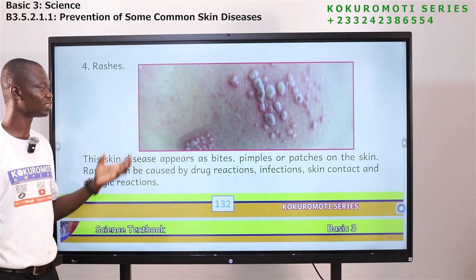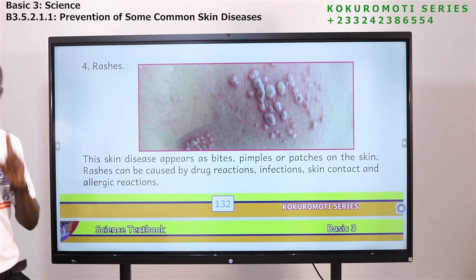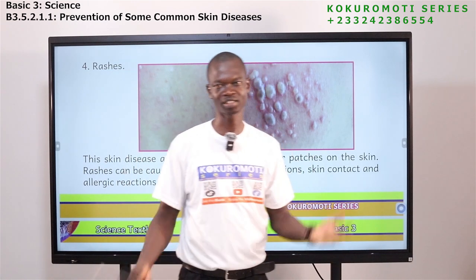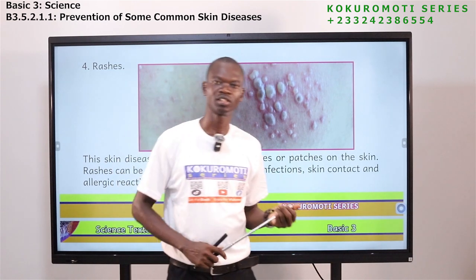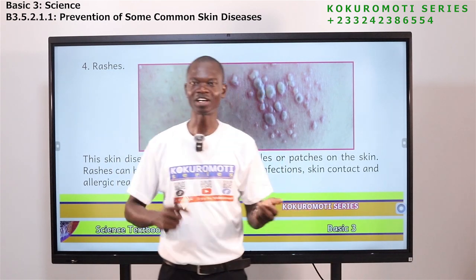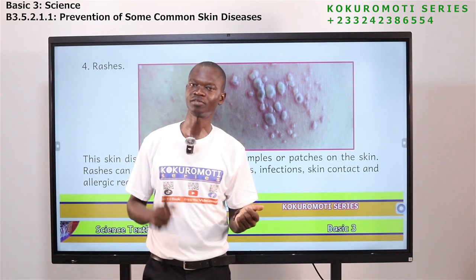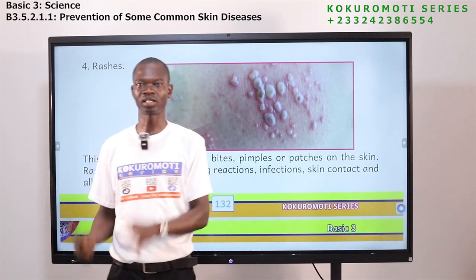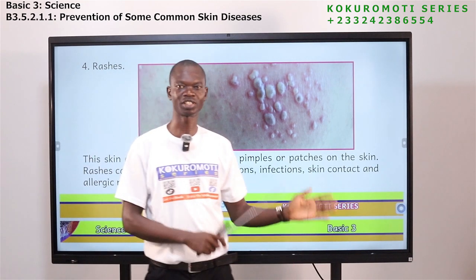If you get infected with skin disease, please don't go to school. You go to school and you spread it to your friends. So if you have chickenpox, measles, ringworm, or rashes, stay in the house, treat yourself. Let your parent take you to the hospital for treatment.